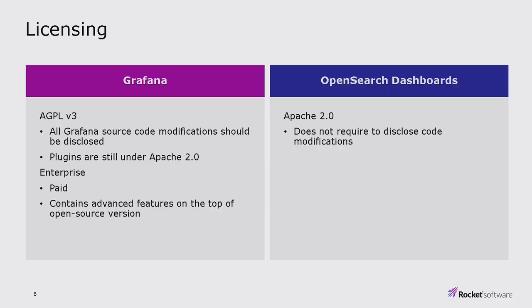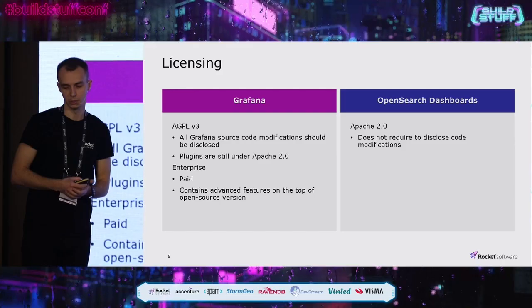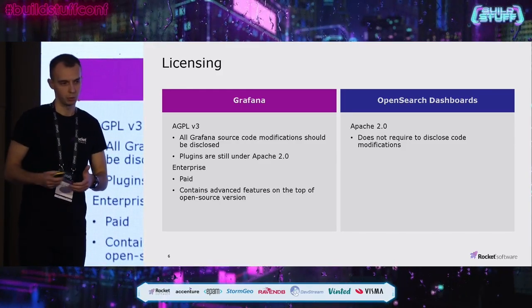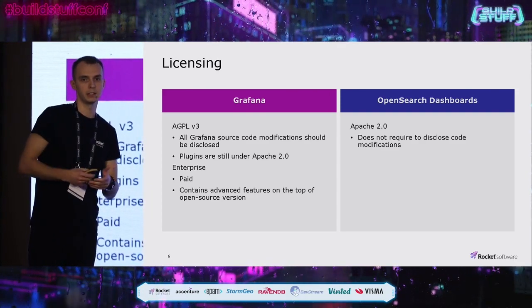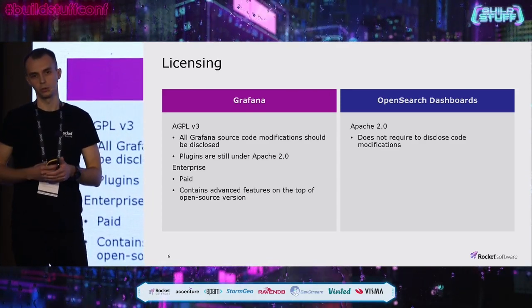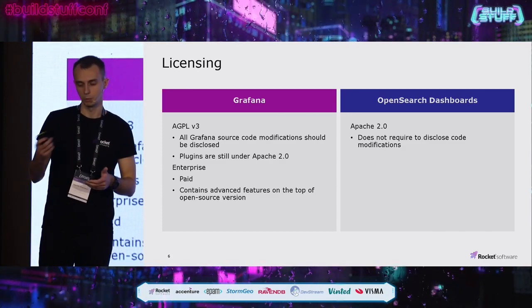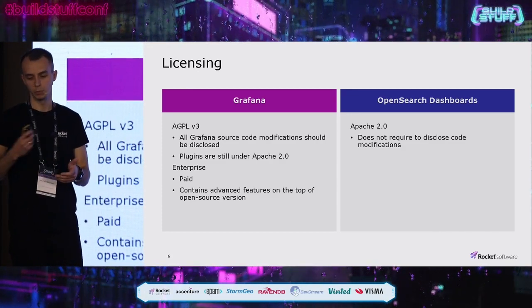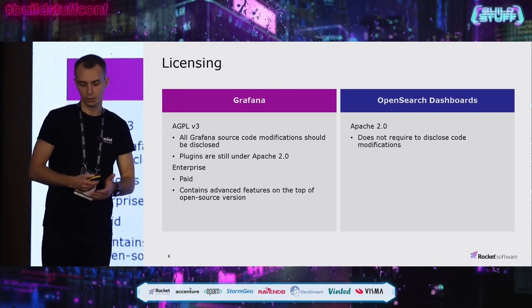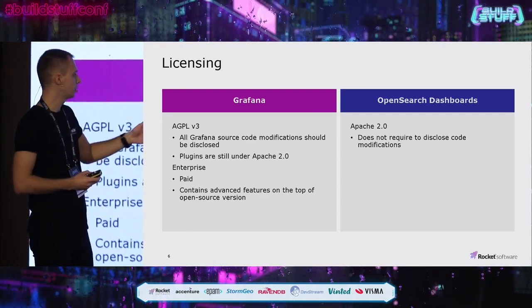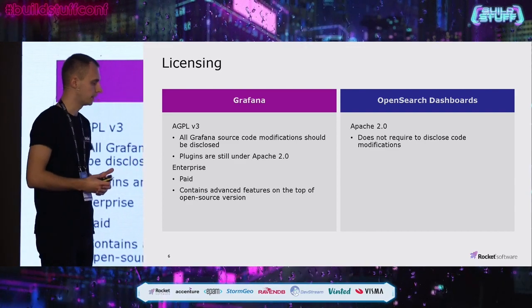Okay, but before you consider any tool to use, you need to understand under which license it's distributed. Opensearch Dashboards is Apache 2.0 licensed, a well-known permissive license that allows users to use the software for any purpose, to distribute it, to modify it, and to distribute the modified version of the software under the terms of the license without concern for royalties. And it also does not require you to disclose code modifications.